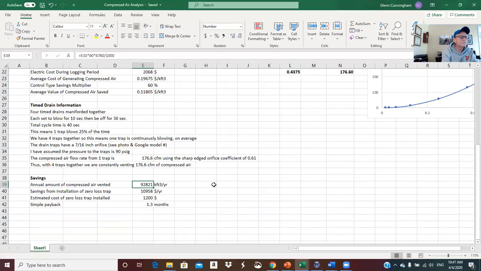Okay, so then I just do the amount. I take E35, which is this number, times 8760 hours per year times 60 minutes per hour, divided by 1,000. And so we've got 92,821 units of 1,000 cubic feet per year. For savings, I'm just going to use this number right here, 0.11, times that. That should be E39 times E25. Yep, that's E25. Estimated cost, I meant to put 1,500, there we go. And so, you know, you could put 2,000. It doesn't matter. It's a 1.6 month payback at 1,500.